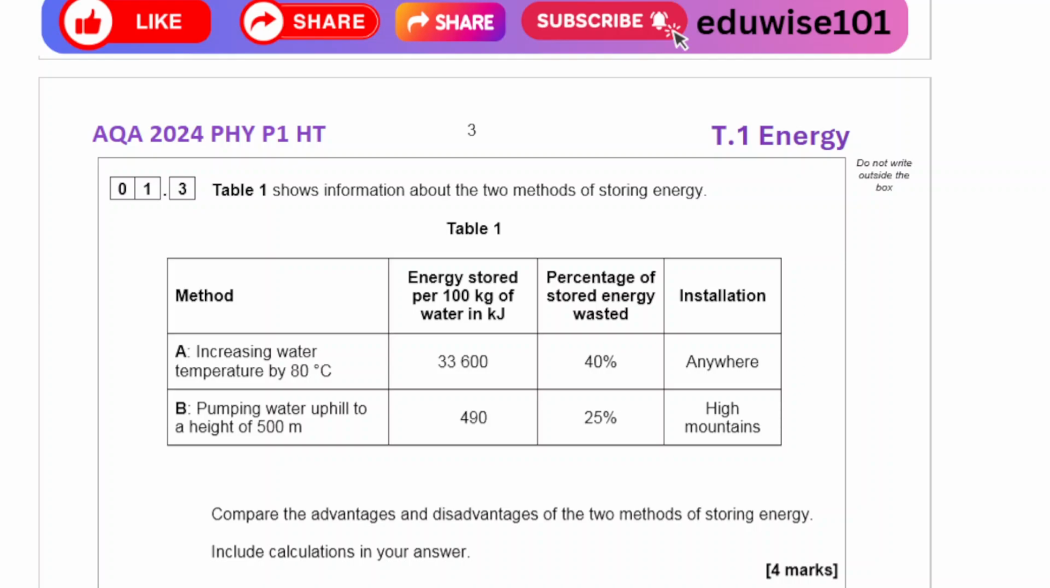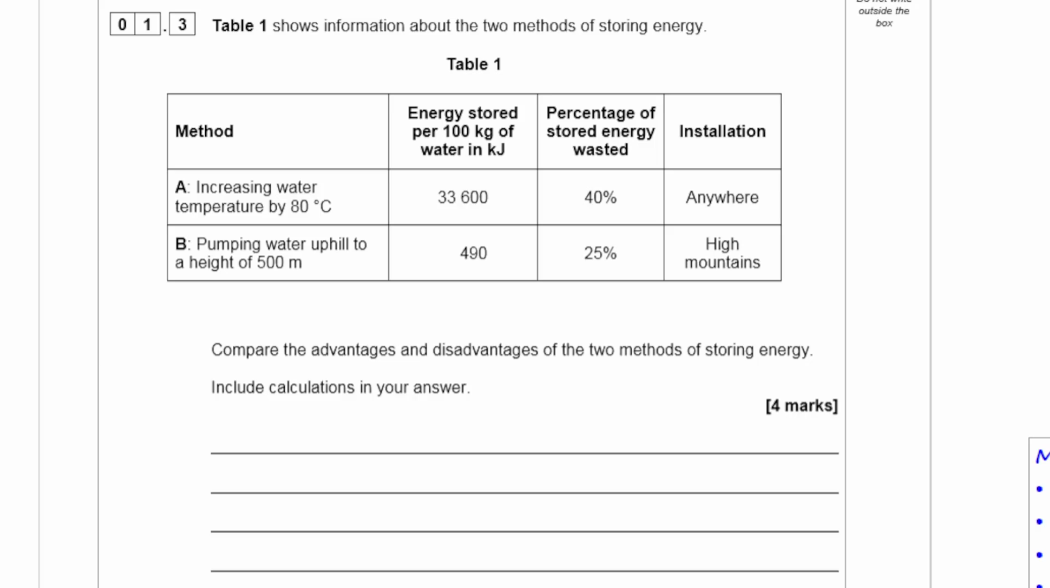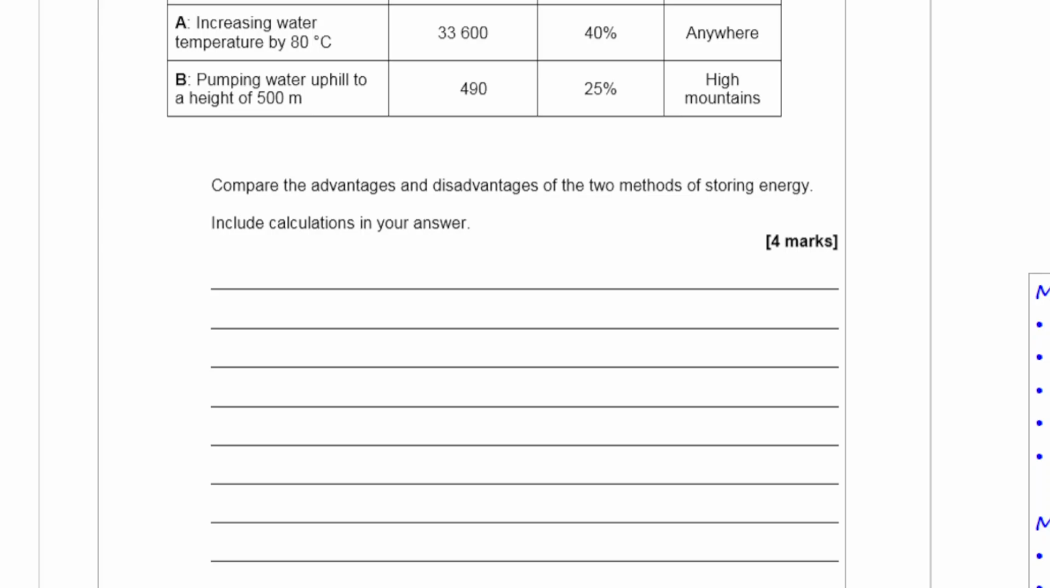Table 1 shows information about the two methods of storing energy. Method A, increasing water temperature by 80 degrees. Energy stored per 100 kilogram of water in kilojoules is 33,600. Percentage of stored energy wasted is 40%. Installation, it can be anywhere. Pumping water uphill to a height of 500 meters. Energy stored is 490 kilojoules. Percentage wasted is 25%, which is less. Installation is limited because it has to be high in mountains.